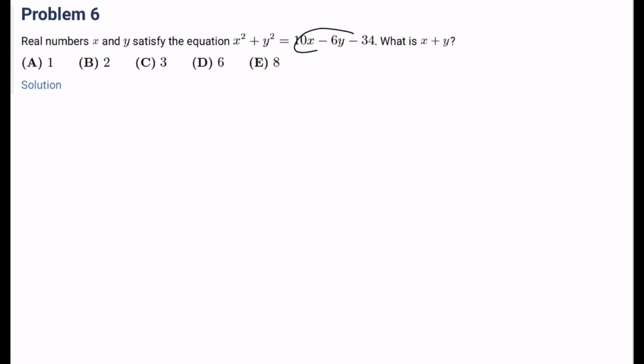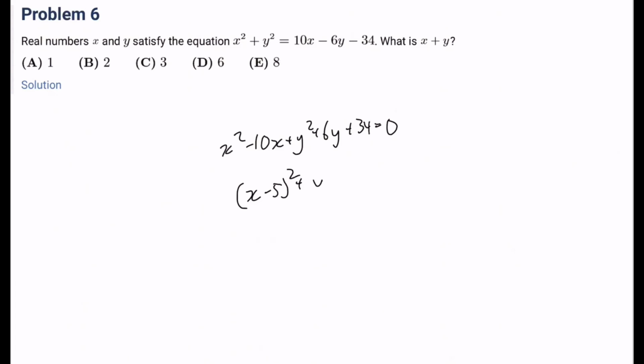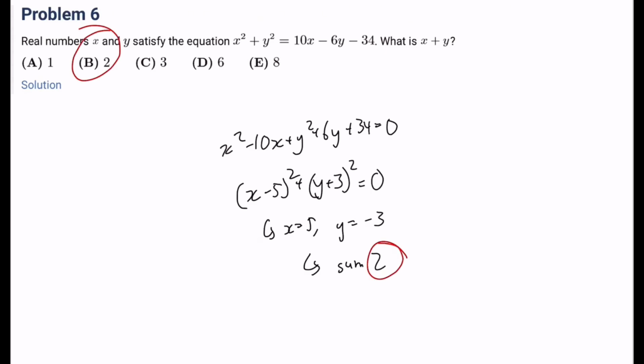Okay, just moving these over there gives us x squared minus 10x plus y squared plus 6y plus 34 equals 0. That gives us (x minus 5) squared plus (y plus 3) squared equal to 0. This gives us that x equals 5 and y equals negative 3. If we add them together, their sum is 2. And that's our answer, it's B.